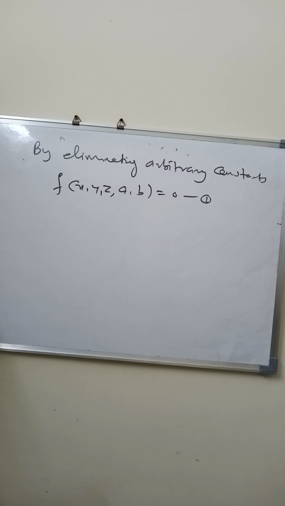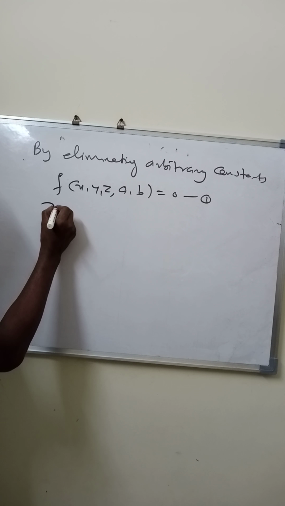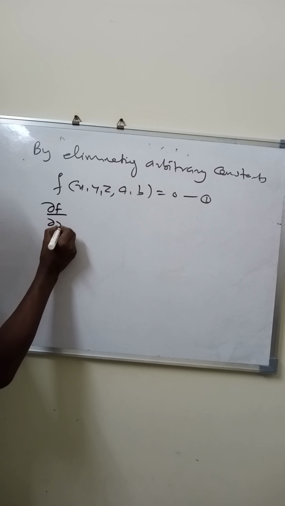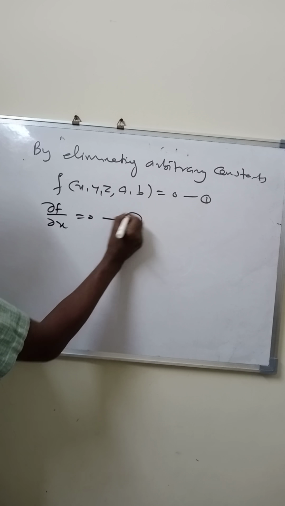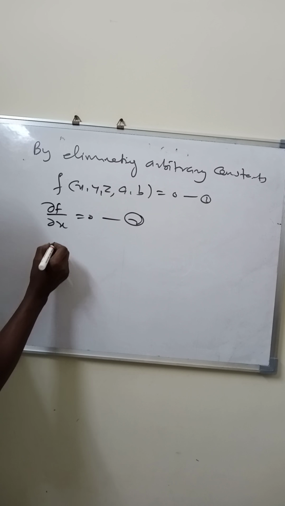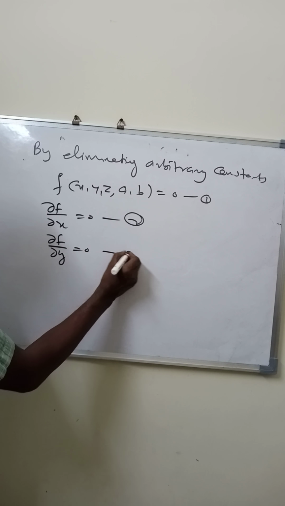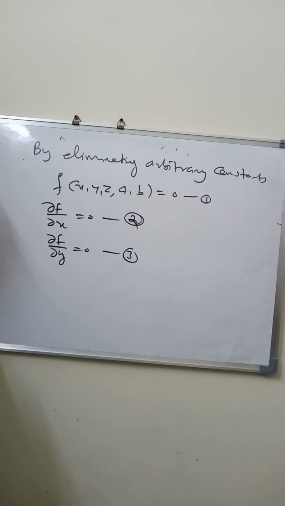Therefore, partially differentiating equation 1 with respect to x and y. With respect to x, we get partial df by dx equals 0, equation number 2. Partially differentiating equation 1 with respect to y, we get partial df by dy equals 0, equation number 3. Eliminating a and b from these three relations, we get the required partial differential equation.